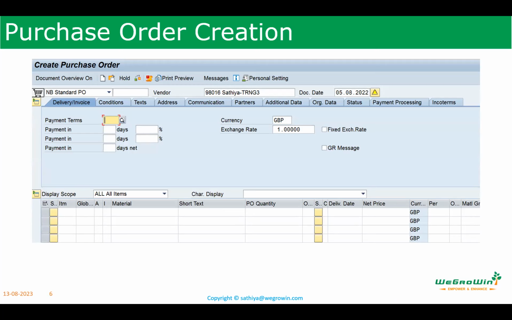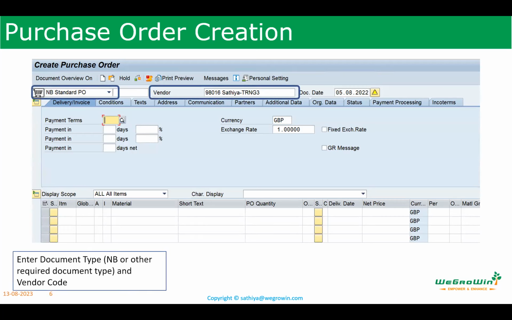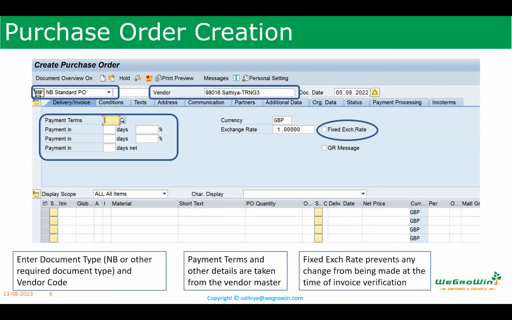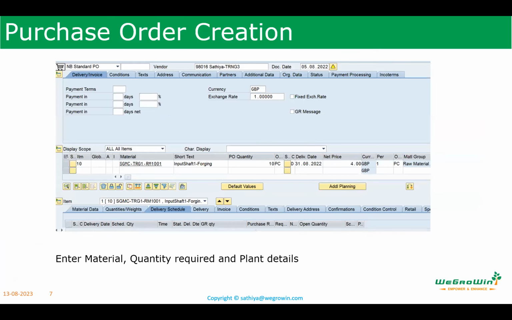We said ME21N. We go there. The header page is here. So here we'll be talking about the document type and also the vendor code. Then we'll fill all the other details like payment terms. And if it is an import item, what is the exchange rate? So that we will fix the exchange rate or it is going to change. Those options are there. And then you have to enter the material, quantity and the plant details.